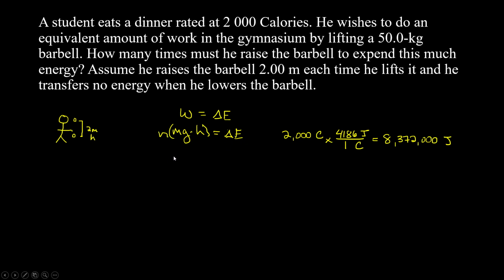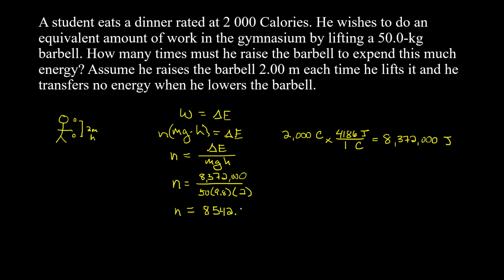So the number of lifts would be the change in energy divided by mgh. And we could substitute in all those numbers. So that would be 8,372,000 divided by the mass, which is 50 kilograms, times g, which is 9.8, times the height, which is 2. And calculating that, we get about 8,500 times.